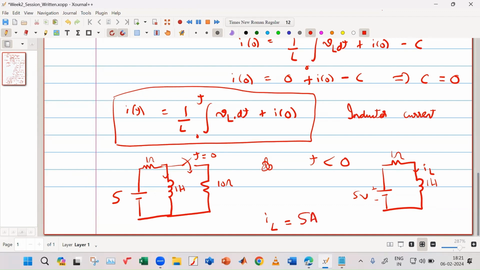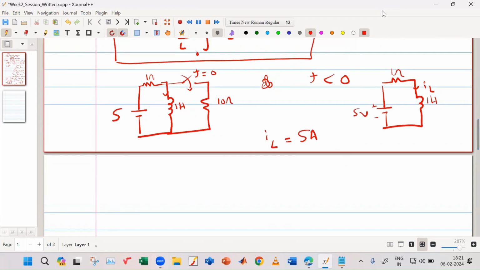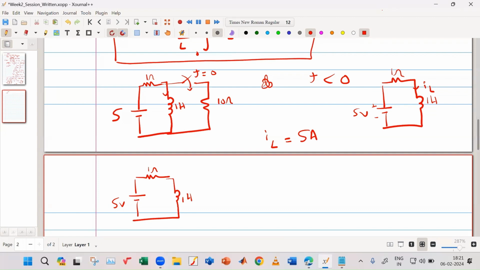Then what happens when we close the circuit? When we close the circuit, it becomes like this: 5 volt, 1 ohm, 1 Henry. Okay, and this 10 ohm resistor also comes into the picture. So initially, the current which was flowing over here was 5 ampere, and this current also was 5 ampere.